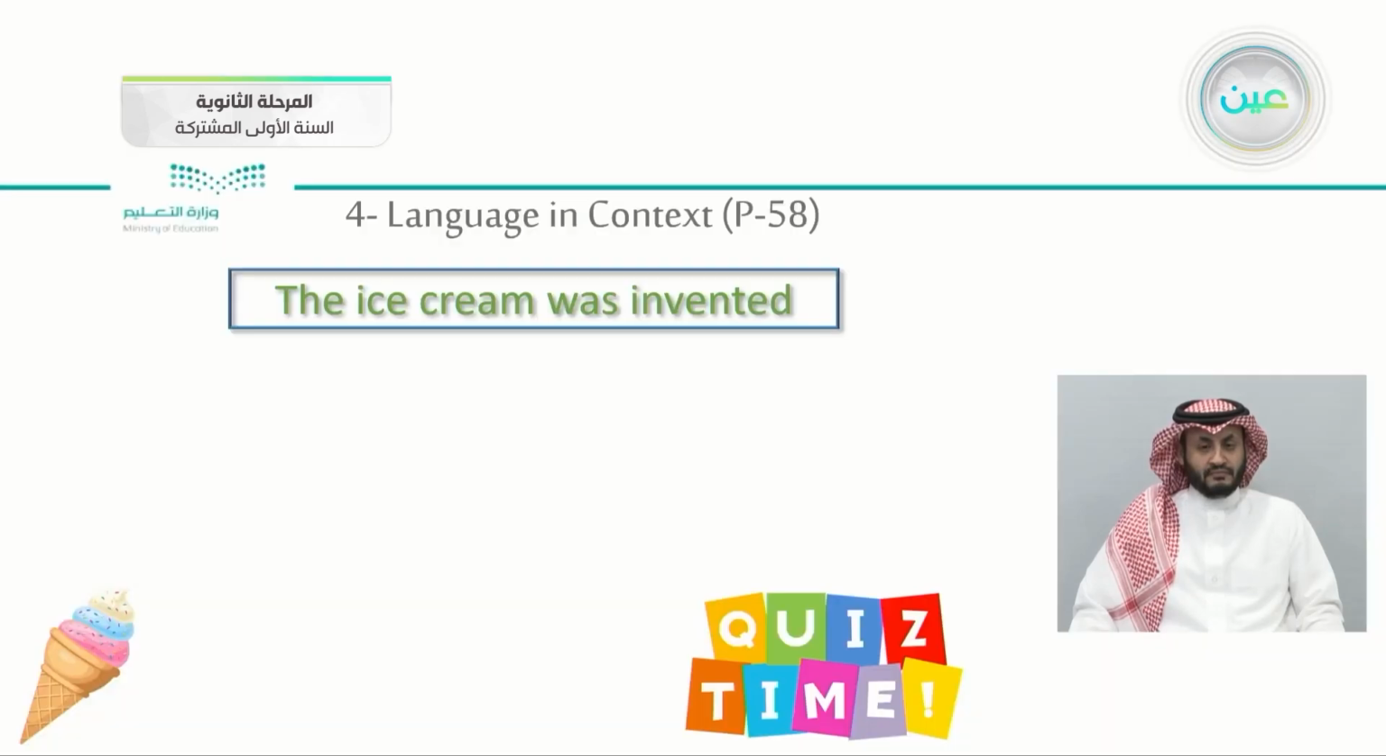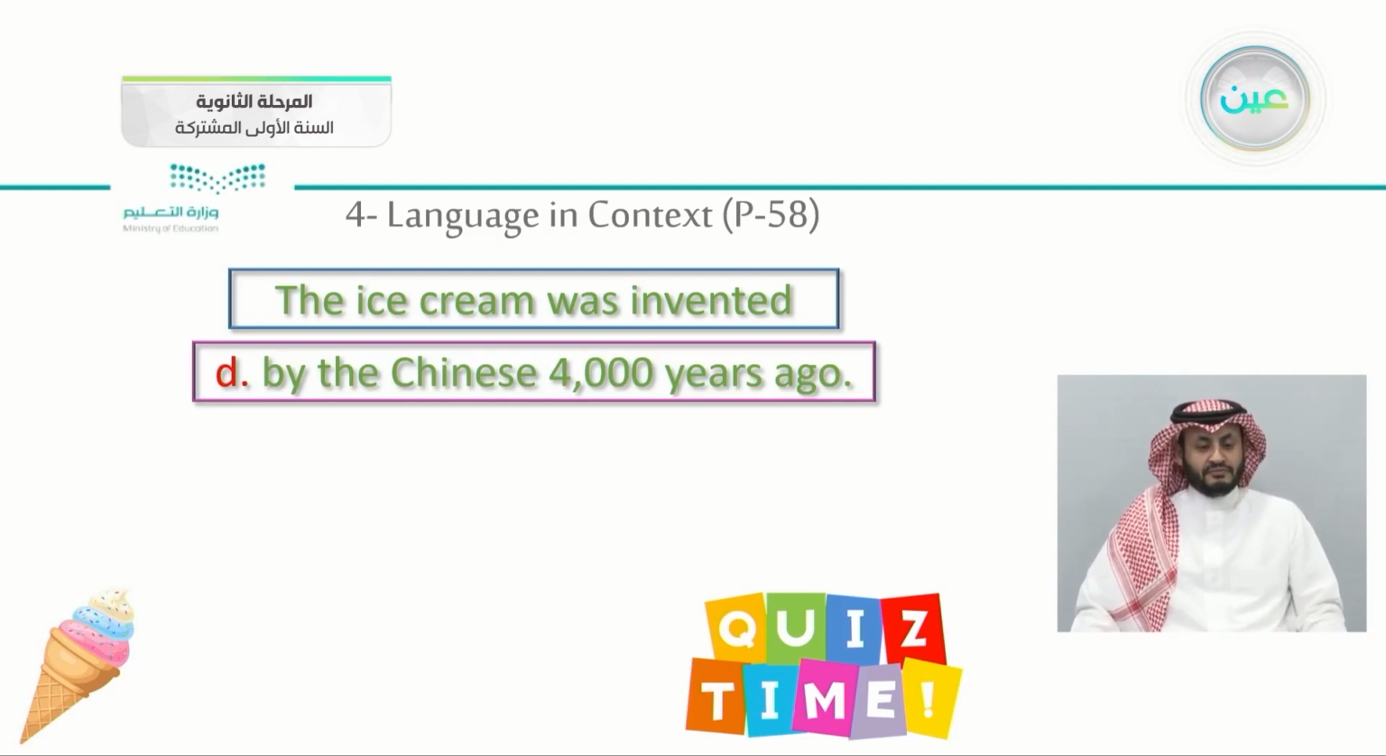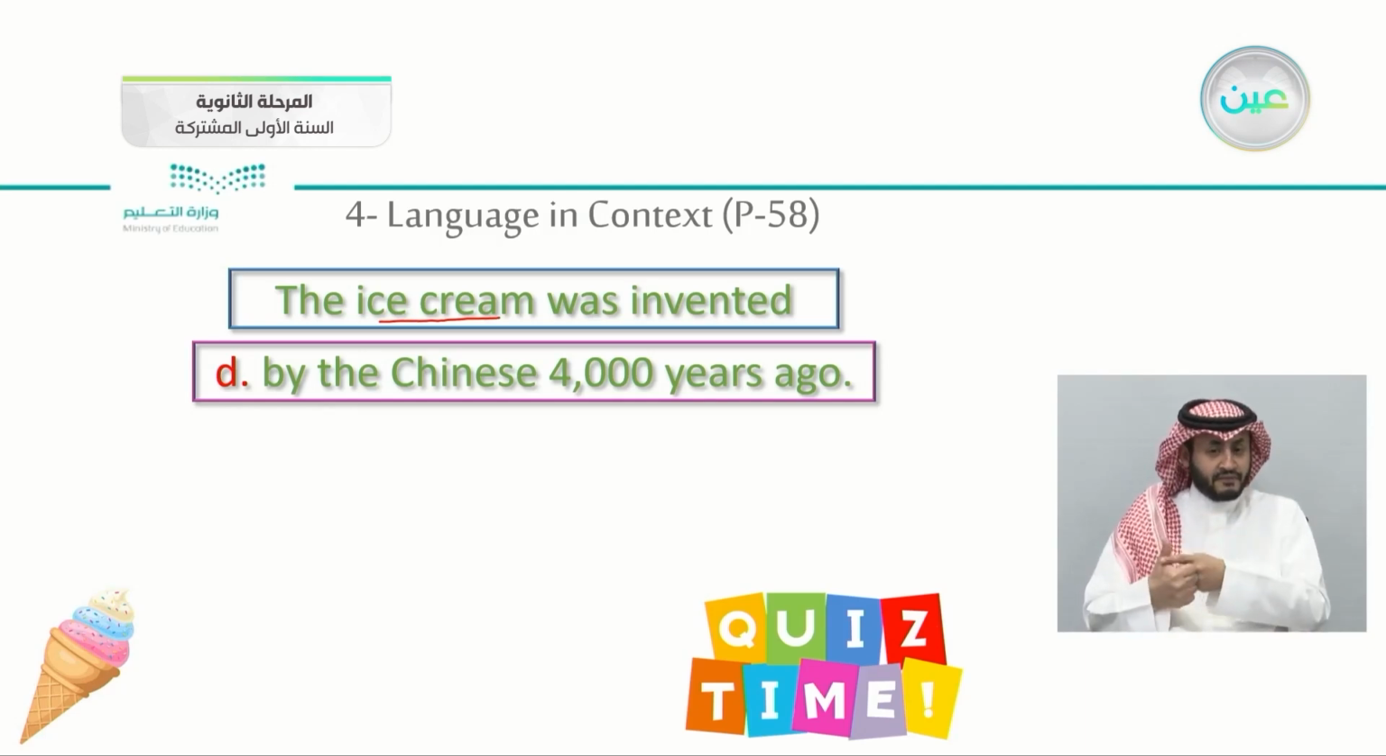The ice cream was invented, as we have mentioned, by the Chinese 4,000 years ago. Which tense is it here? We have started with the ice cream itself. Is it the subject? No. It is the object actually.